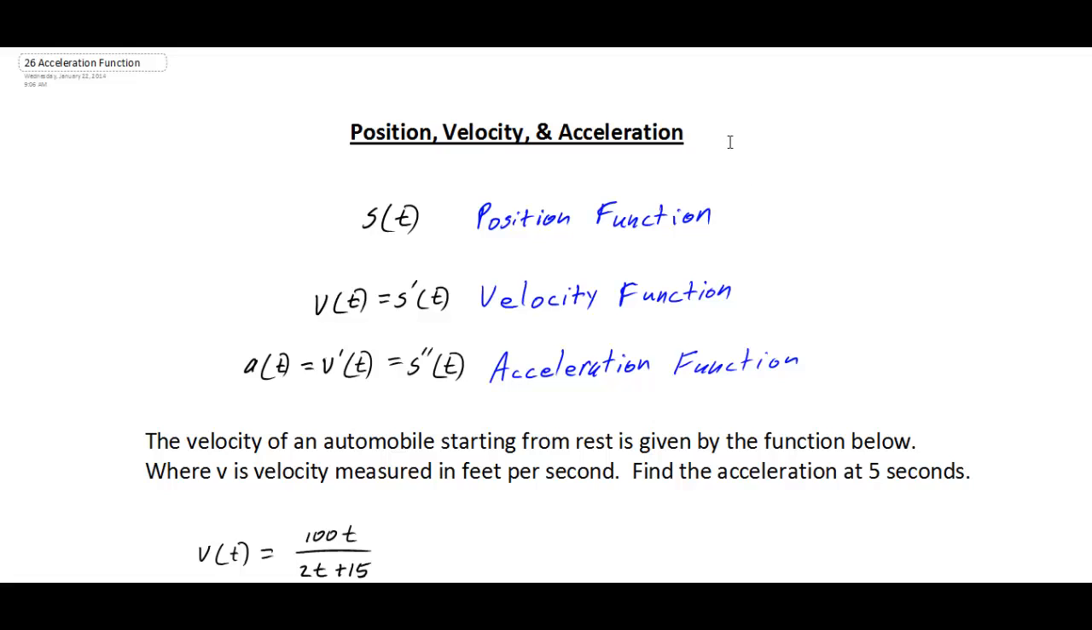The topic for this video is looking at the position, velocity, and acceleration functions. And if you recall, we talked about the position function before. The position function is s of t. And if we take the derivative of the position function, we come up with the velocity function.